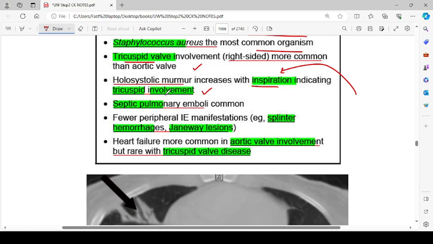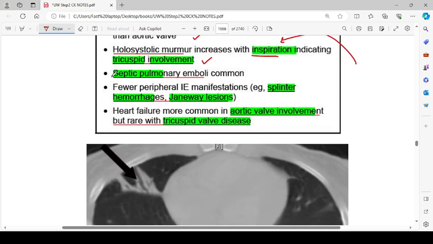So basically, the left and right sided murmur characteristics are pretty much the same. If you remember that mitral regurgitation causes a holosystolic murmur, the same is true for tricuspid regurgitation as well. And if mitral stenosis produces a mid diastolic rumble with opening snap, the same is true for tricuspid stenosis. But for right now, with infective endocarditis, we are dealing with tricuspid regurgitation with the holosystolic murmur.